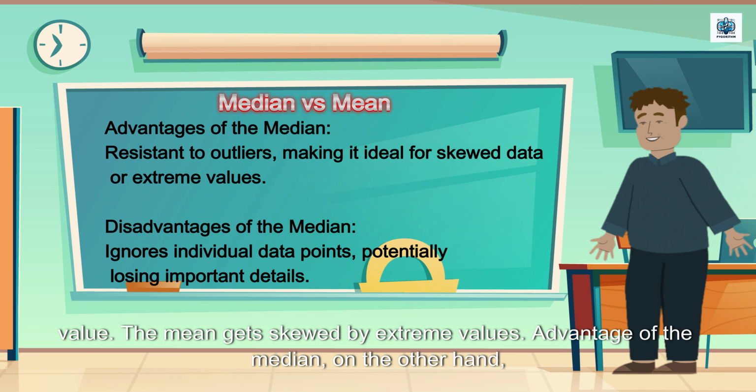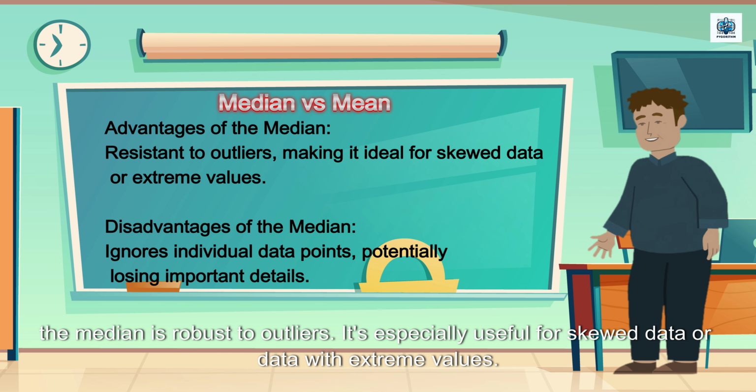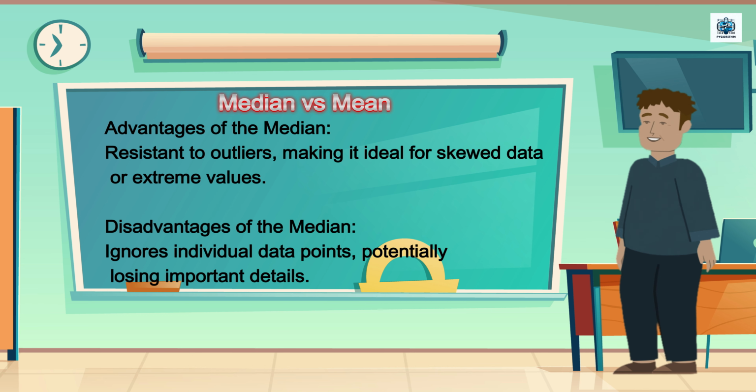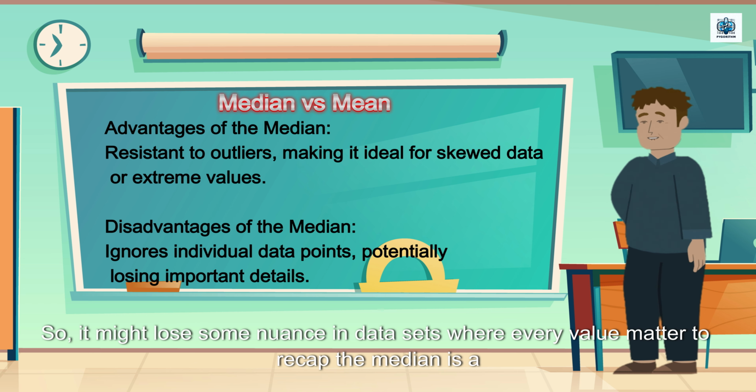Advantages of the median: on the other hand, the median is robust to outliers. It's especially useful for skewed data or data with extreme values. Disadvantages of the median: the median doesn't use all data points, so it might lose some nuance in data sets where every value matters.